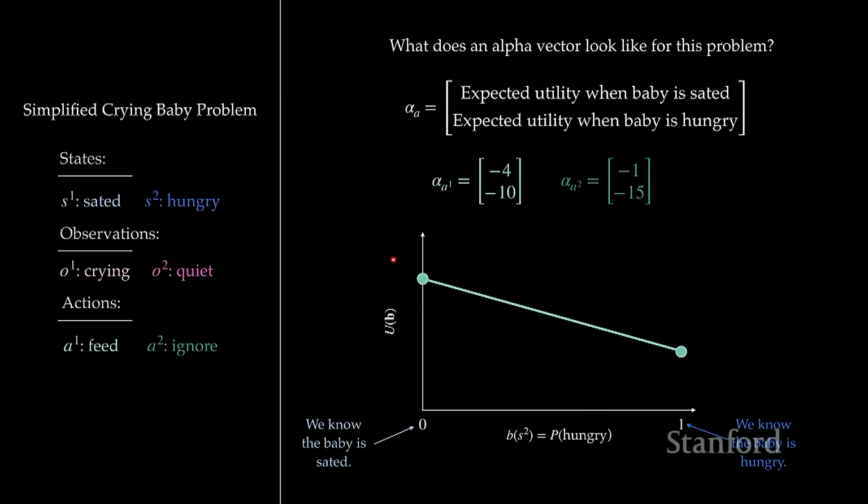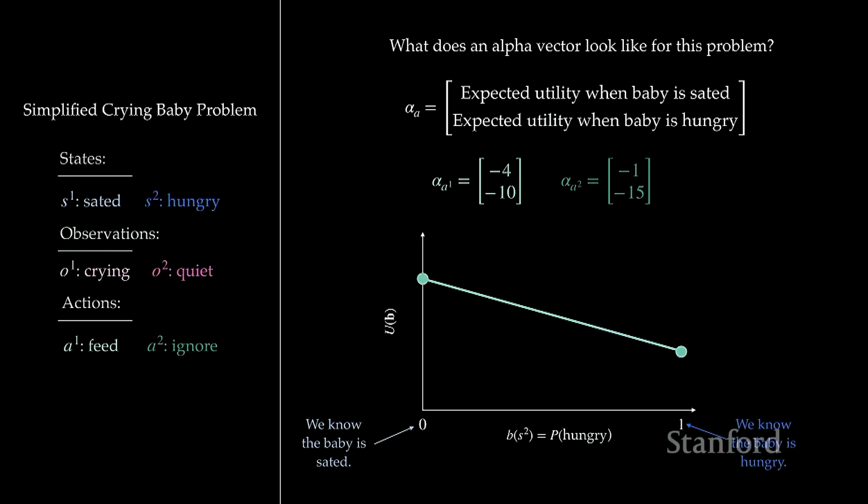And it turns out it's literally just a straight line in between those two. So that's another way to visually picture an alpha vector. It's like cutting the space of the utility function. And then this corresponds to the action of feeding the baby.